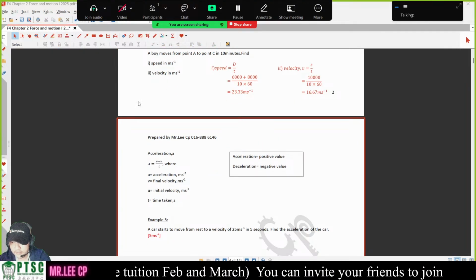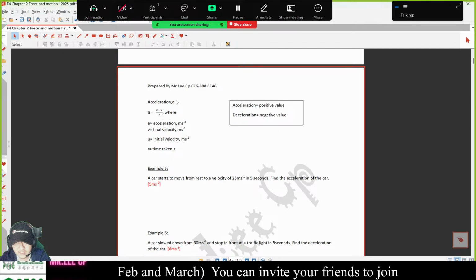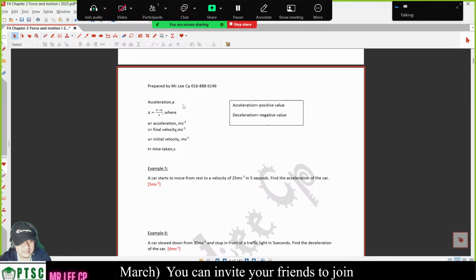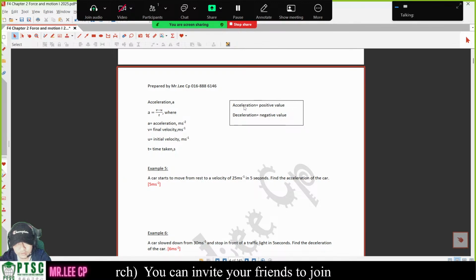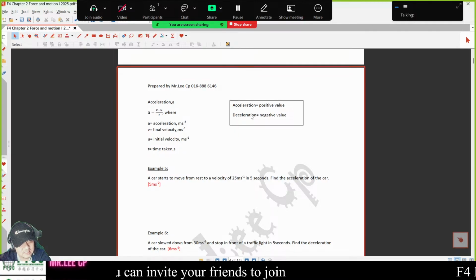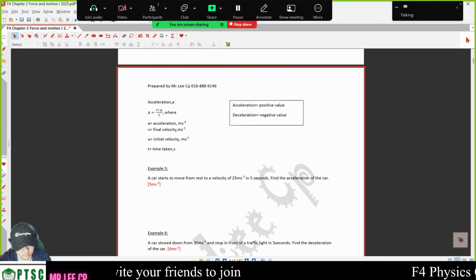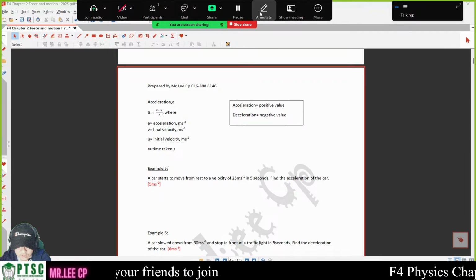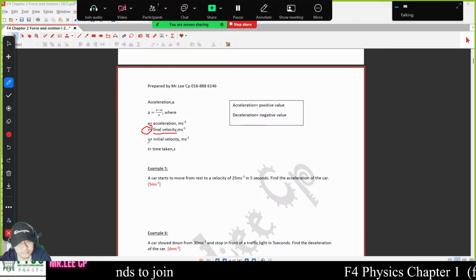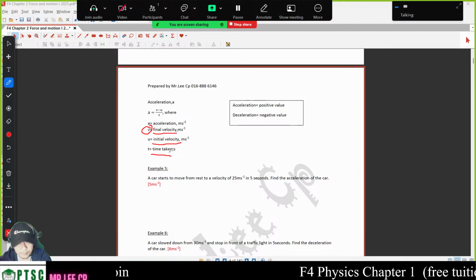All right. So we have learned what is speed, what is velocity already. So we are going to see A. Alright, so what is A? A is acceleration. If acceleration is positive, we call it acceleration. If negative, we call it deceleration. Right? So the formula is A is V minus U over T. What is V? What is U? V is final velocity. U is initial velocity. T is time.